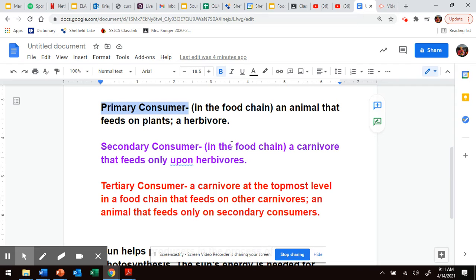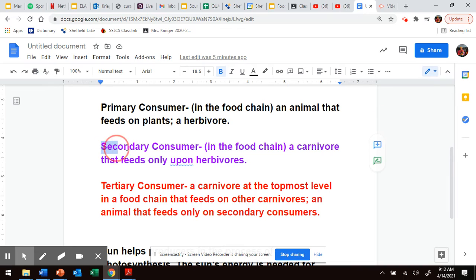It is the first consumer, not a producer, not a plant. It's the first consumer. In a food chain, it has to be an herbivore. Okay, so primary means first. In a food chain, it is the animal that feeds on plants, and it will always be an herbivore. So it's the first consumer in a food chain, an animal that feeds only on plants. Consume means to take in or to eat.